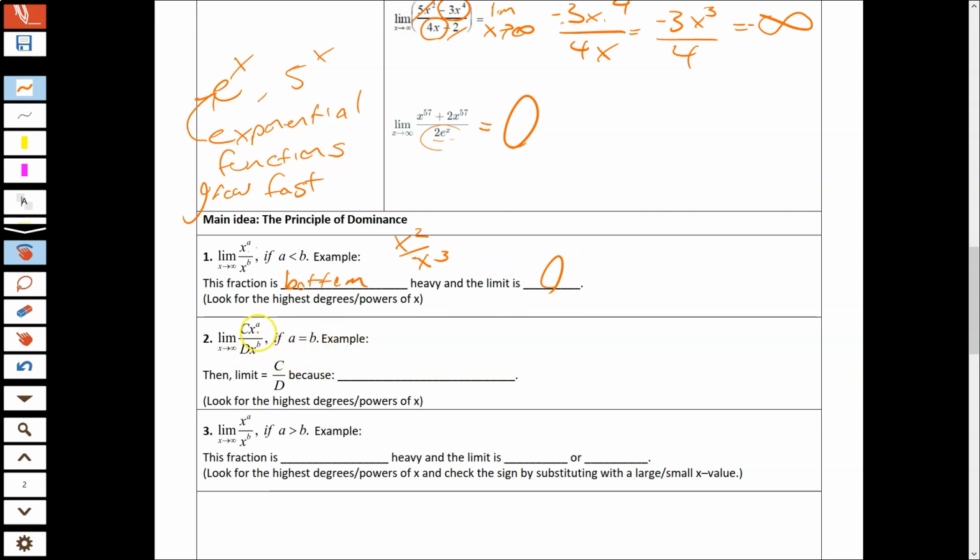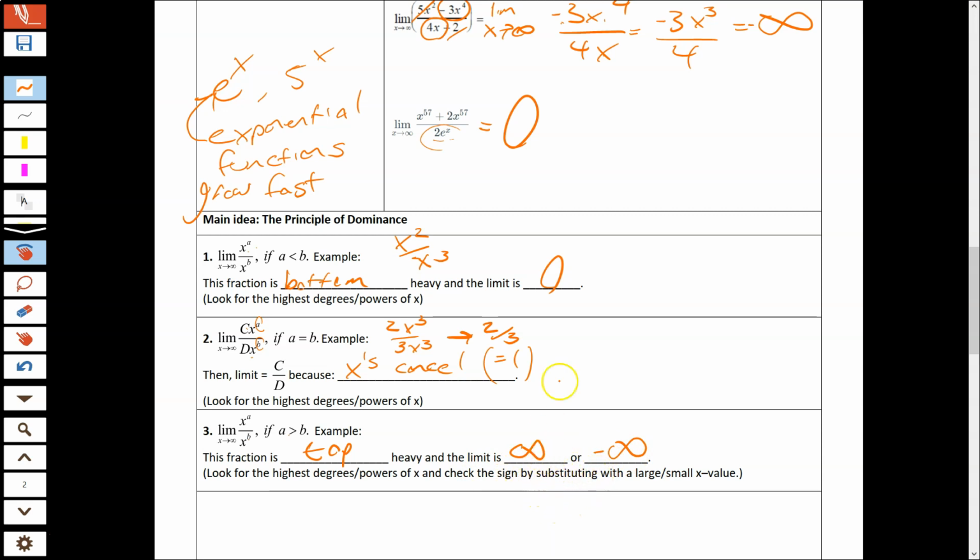If a equals b, so my exponents are the same, then the limit is the ratio of their coefficients. And that's because my x's cancel. Because they're equal to 1, anything over itself is equal to 1. So for example, 2x to the 3rd over 3x to the 3rd gives you 2/3. And then my last example, a greater than b. It means the top is growing faster than the bottom. So we say the fraction is top heavy. And this, we saw this earlier, the limit is either infinity or negative infinity. So you have to double check. The way you can do that if you're not sure is by plugging in a really large value and just checking the sign.